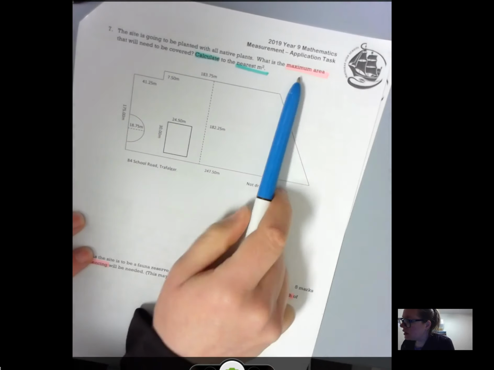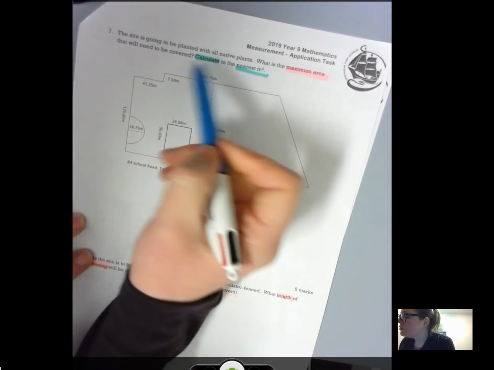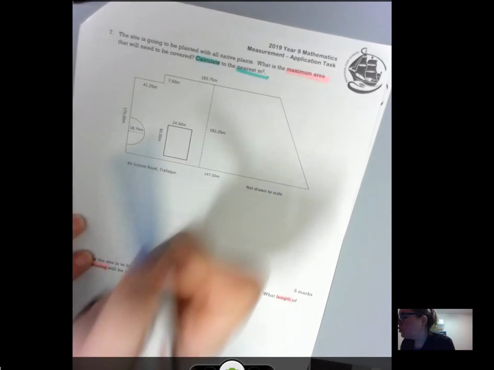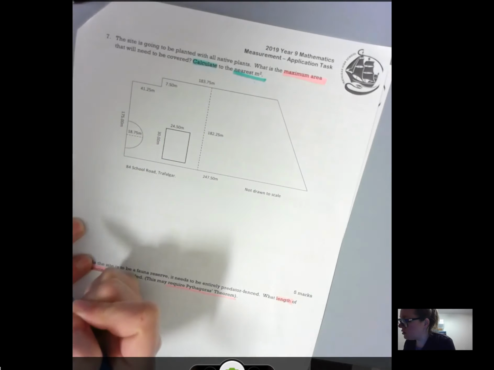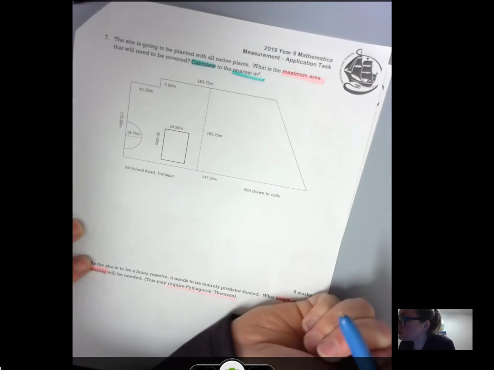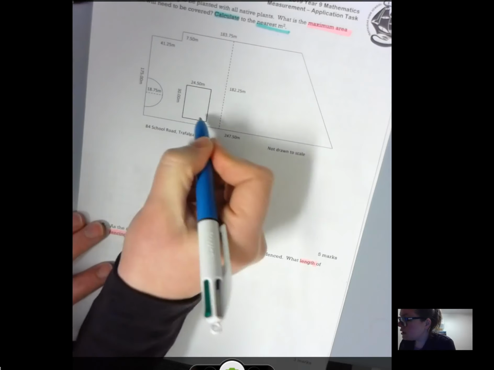Right, for the last part here, you needed to find the maximum area that could be covered in terms of plants. This part here, not important. This word tells you what you need to do. You calculate it to the nearest meter squared. So there were a couple of ways that you could have done it. Using your first page, you could have worked out which ones to do. You also needed to subtract these here.